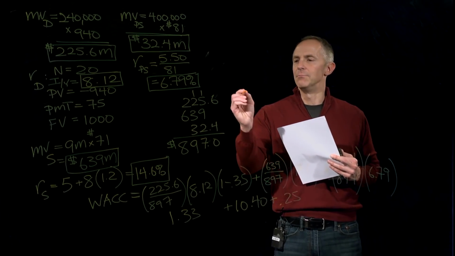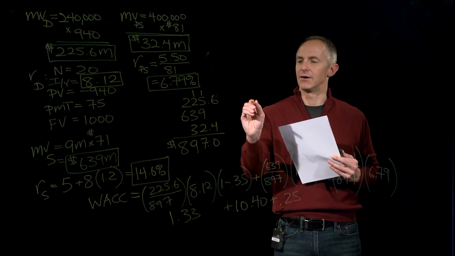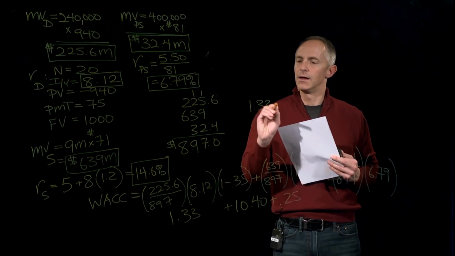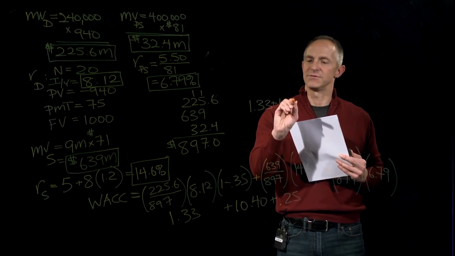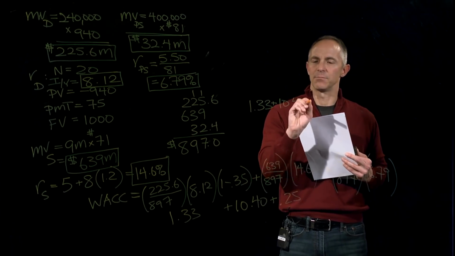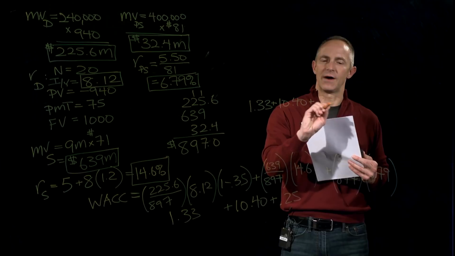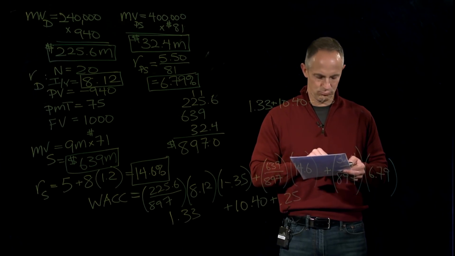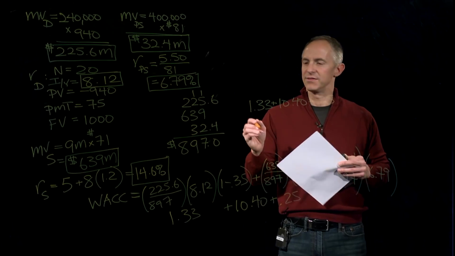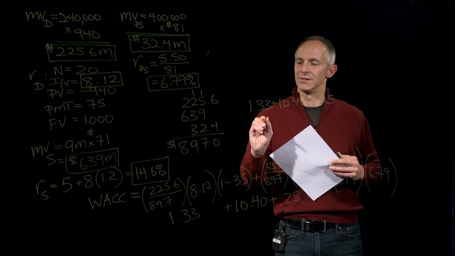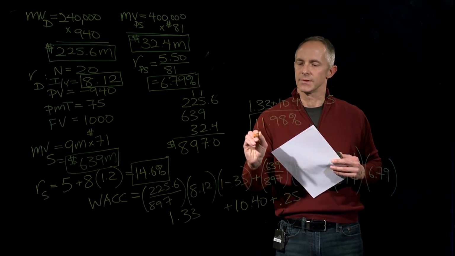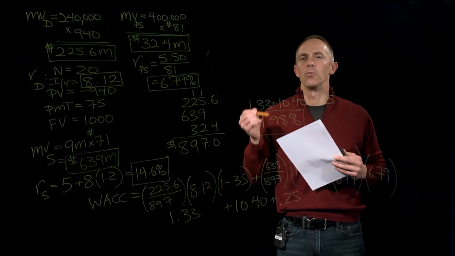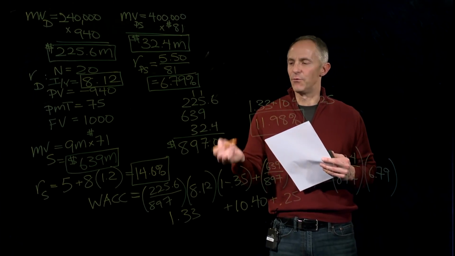All right, so let's make a little bit more room up here just to finish off the calculation. The debt piece comes to 1.33%. The common stock piece comes to 10.40, and the preferred stock comes to 0.25. If we add all those items together, what we end up with is a total right about 11.98%. And so that's our weighted average cost of capital for this company.